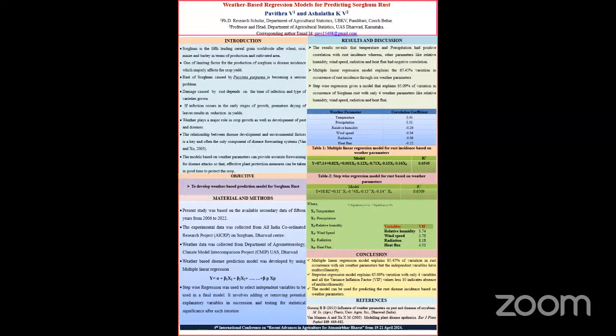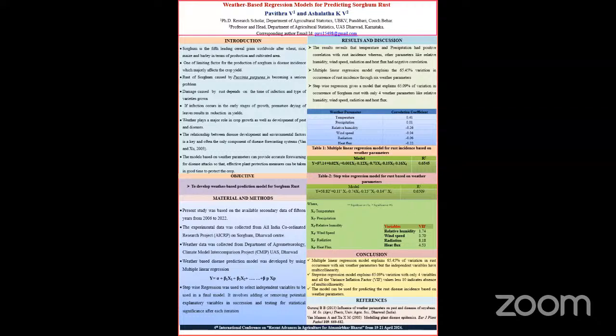If the infection occurs in the early stages of growth, premature drying of leaves results in reduction of yield. Weather plays a major role in crop growth and development, as well as pests and diseases. The relationship between disease development and environmental factors is a key component of the disease forecasting system, as said by Wang and Zhu in 2003. Models based on weather parameters can provide accurate forewarning of disease so that effective plant protection measures can be taken in good time to protect the crop.